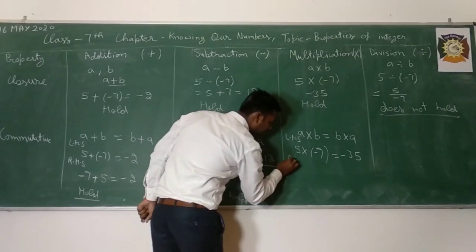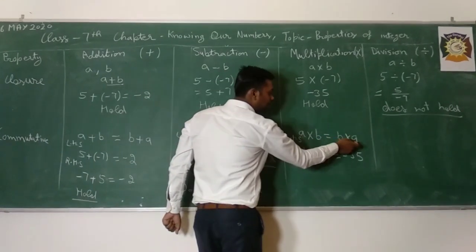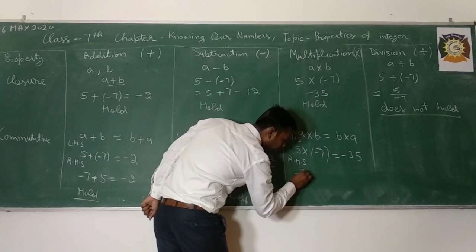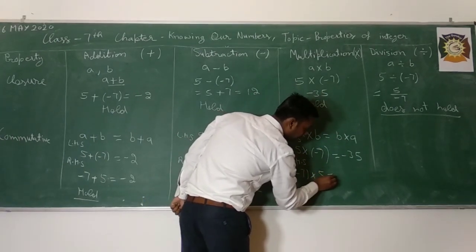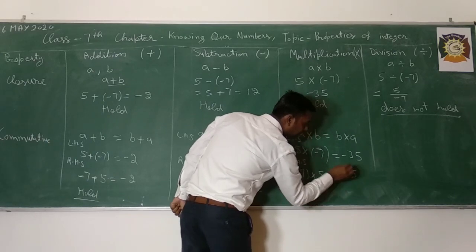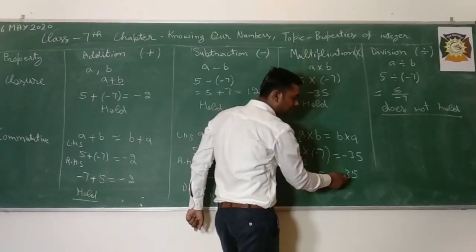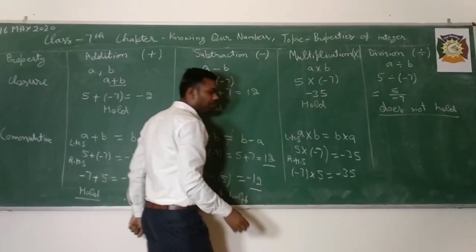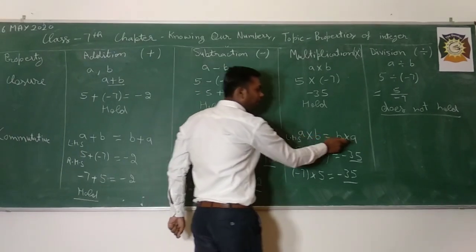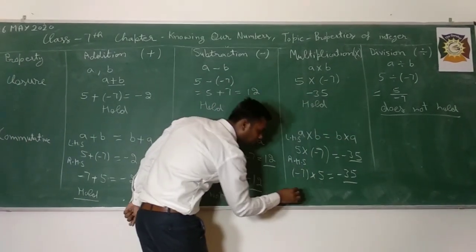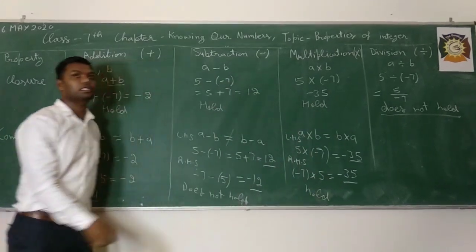Next take right hand side. That is B times A. Change the order. B equal to minus 7 and A equal to 5. After multiplication, what we get? 7 into 5, that is equal to minus 35. Here both are same. A times B equal to B times A. That is, the commutative property holds in multiplication.